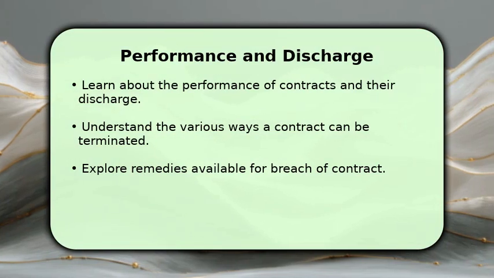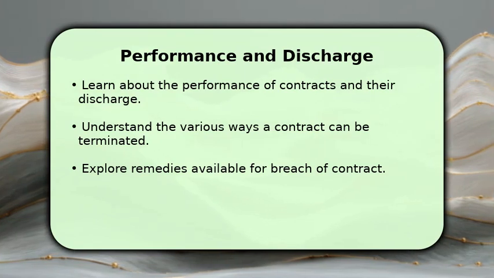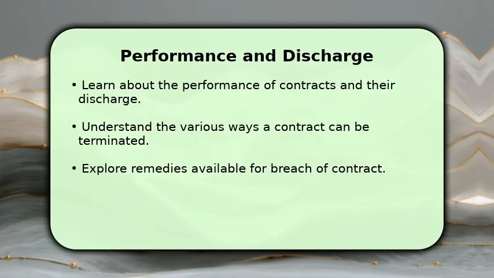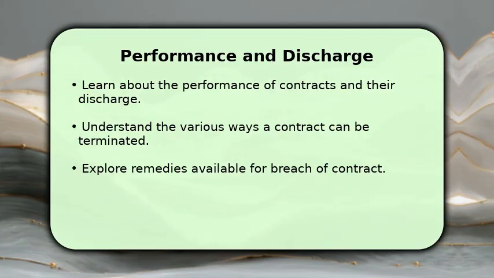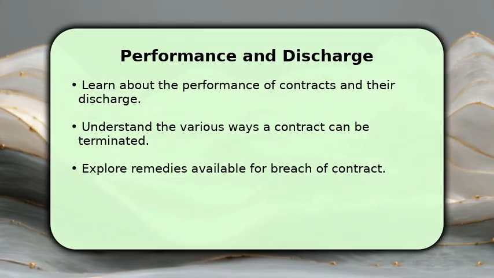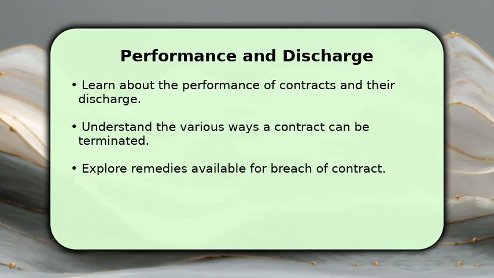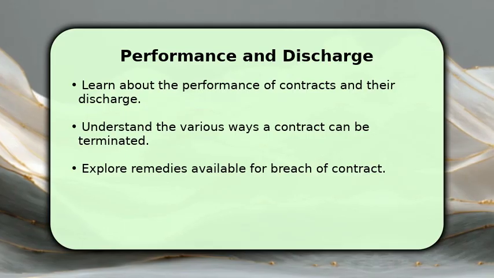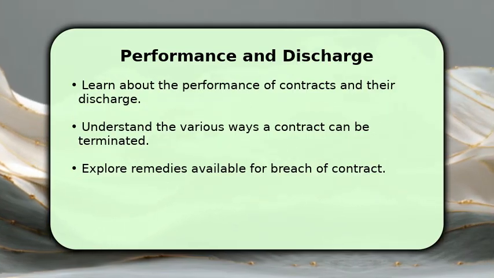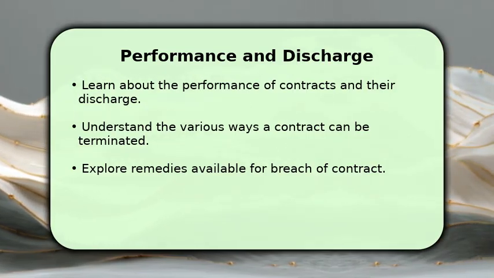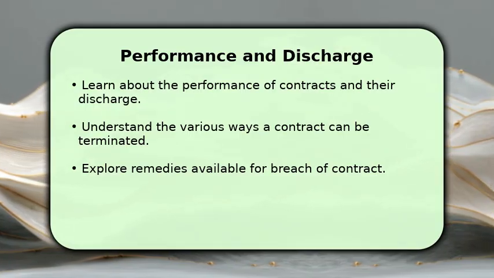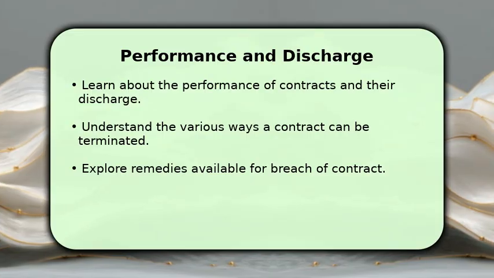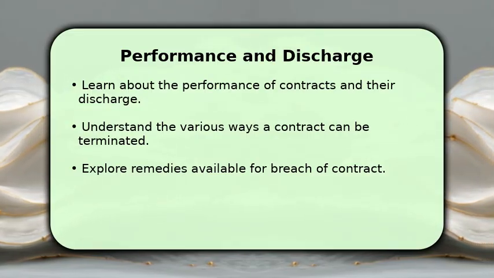Moving forward, we will explore the performance of contracts and their eventual discharge. This involves understanding how parties fulfill their obligations and the various ways a contract can be terminated, such as by agreement or impossibility. Additionally, we will examine the remedies available when a contract is breached, including specific performance and damages. Mastering these aspects is vital for a comprehensive understanding of contract law.